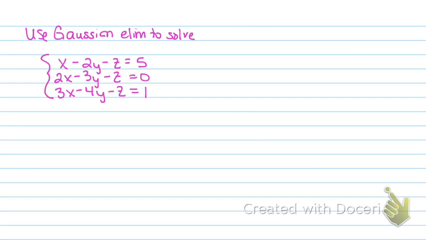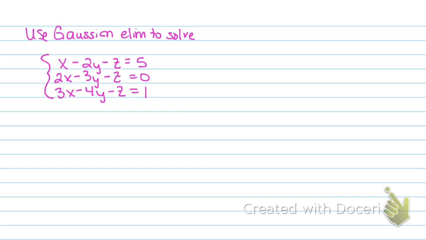All right, so 6.2 talks about inconsistent dependent systems. It's the same thing we were doing in 6.1, but there's some special cases. So you look at example 1 here, and it tells us to use Gaussian elimination to solve the system. So we're going to start out just like what we did before.